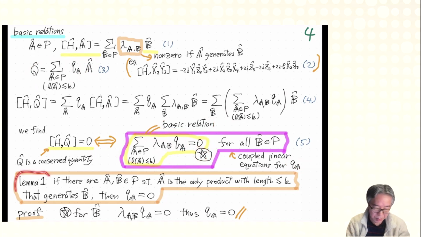let me first mention a very simple application of this basic relation. Suppose that there are products A and B such that A is the only product with length less than or equal to k that generates B. A is the only product that generates B. Then QA must be 0. Why? Well, this is very simple. If you look at the basic relation for B, then since A is the only one with non-zero lambda, this basic relation becomes simply this. And lambda is of course non-zero, so you just get QA equals 0. Very simple. This is so simple, but we are going to use this repeatedly in the proof.